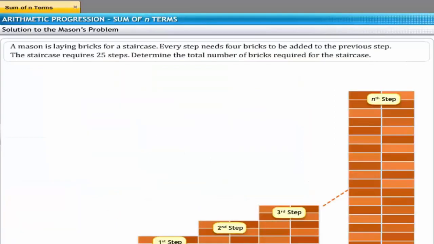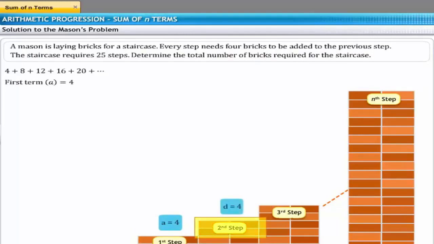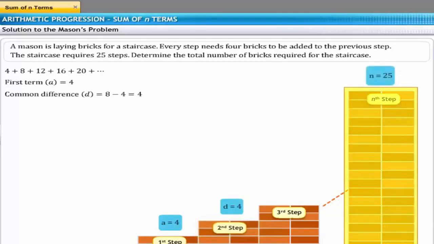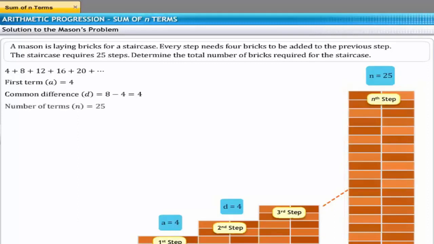Remember the Mason's problem? Using the formula for the sum of n terms, you can now determine the number of bricks to be ordered for the staircase. You can see that the number of bricks in the staircase forms an AP. According to the given data, the first step will have 4 bricks. Therefore, the first term A equals 4. Common difference D is 4, and the total number of steps in the staircase equals the number of terms in the progression, n, which is 25.